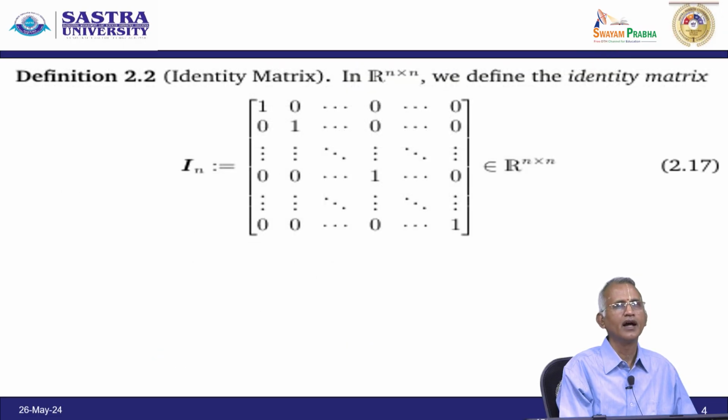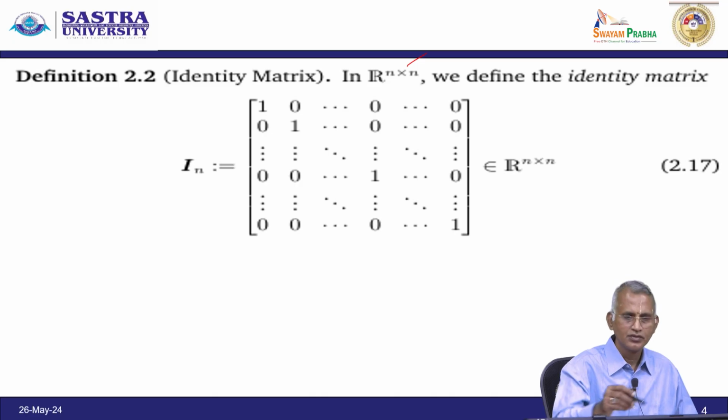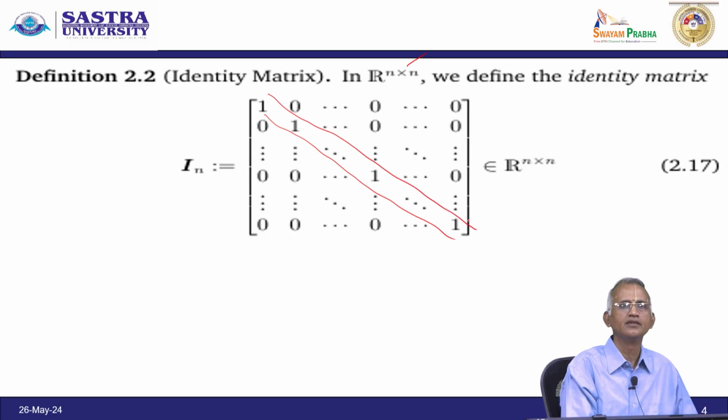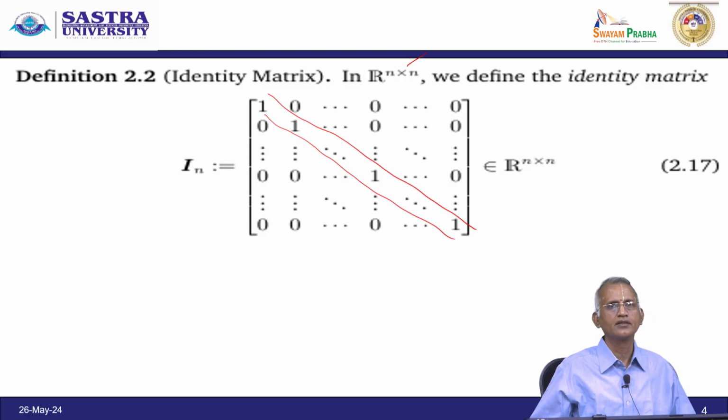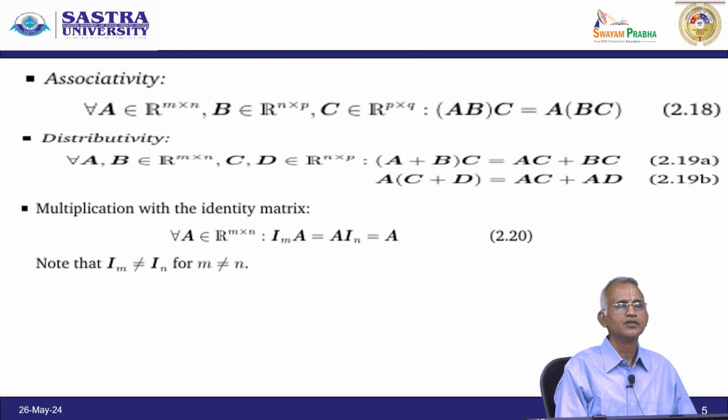Now, we have the identity matrix. You have n rows and n columns. We define the identity matrix as In equal to, so the main diagonal you take. This value is 1, and the rest, above and below the diagonal, is 0. That is the meaning of the identity matrix of an n cross n matrix. So, it follows the following properties.